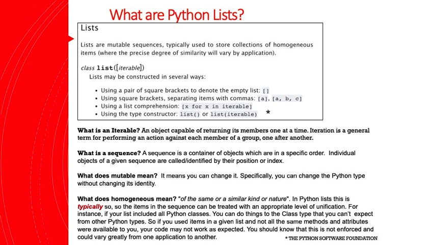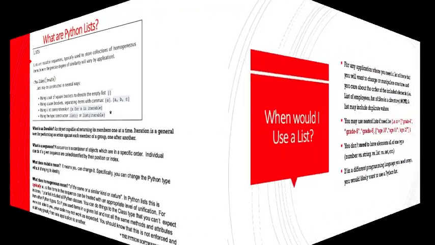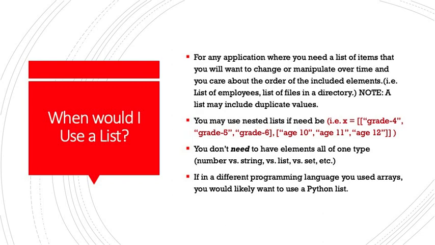So if you mix and match those things, you could be employing methods or attributes that don't actually work or put your code in a position of not working as you would expect it to work. You should know that this is not enforced. This is not a rule, and it can vary greatly from one application to another. Let's find out some more about lists.